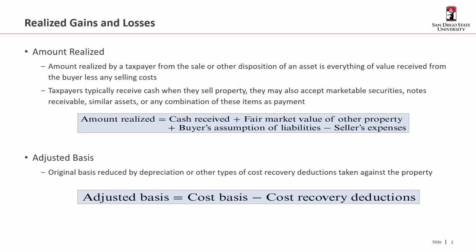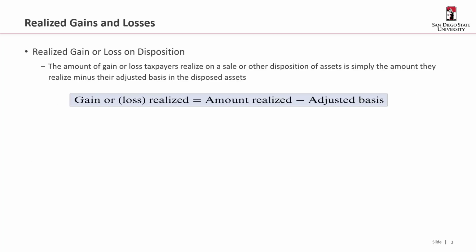Adjusted basis generally is the original basis reduced by depreciation or other types of cost recovery. So we think of this as adjusted basis is cost basis minus cost recovery deductions. And of course, your realized gain or loss on the sale, exchange, or disposition of an asset is the amount realized minus the adjusted basis.